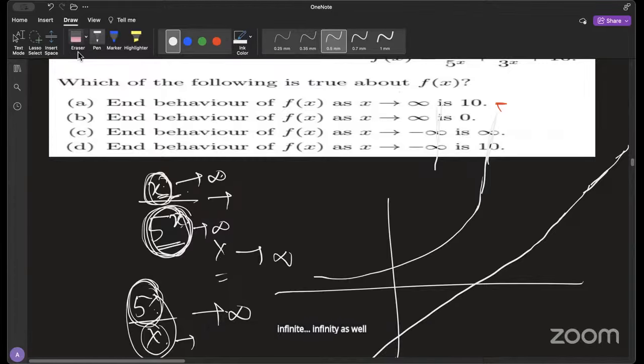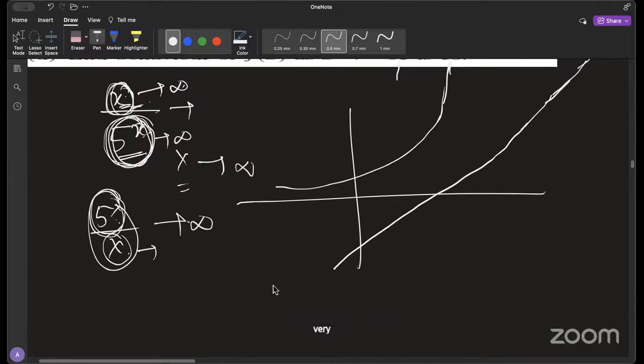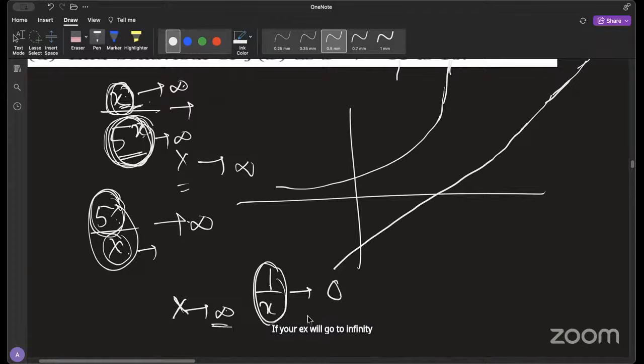This is a very small thing about limits. If you have x tending to infinity, that means your 1 by x should tend to 0. So if your x goes to infinity, 1 by x will go to 0. That means if x keeps increasing, this thing will go to 0 like this: 1 by 2, 1 by 3, it keeps decreasing and eventually will tend towards 0. The limit becomes 0 then.